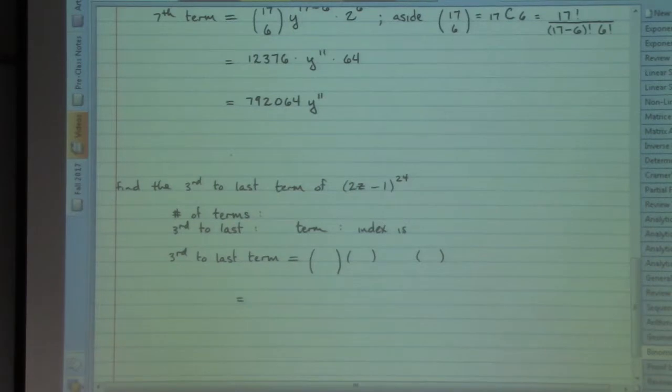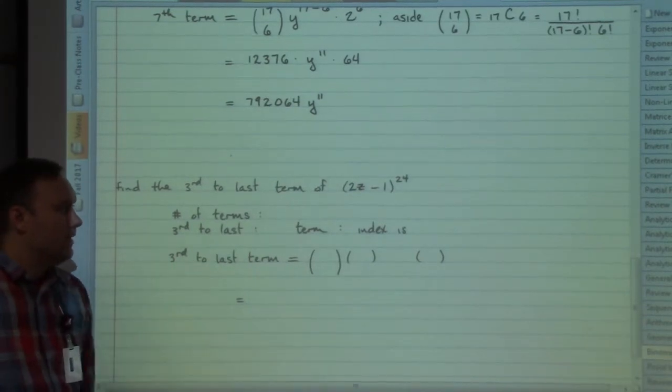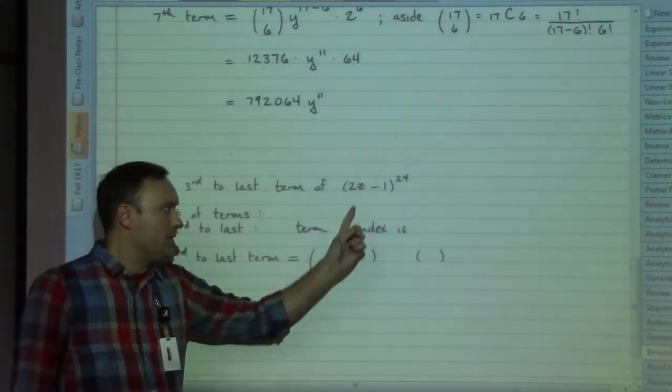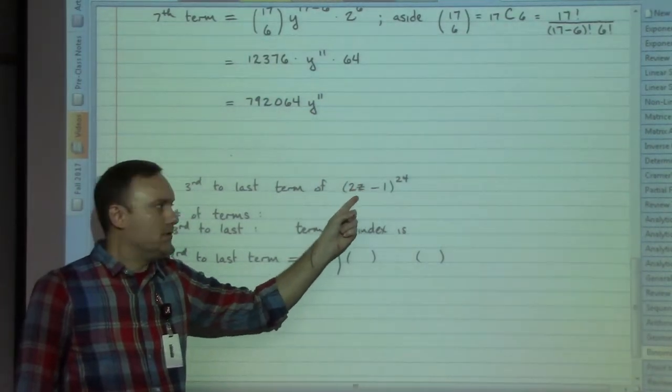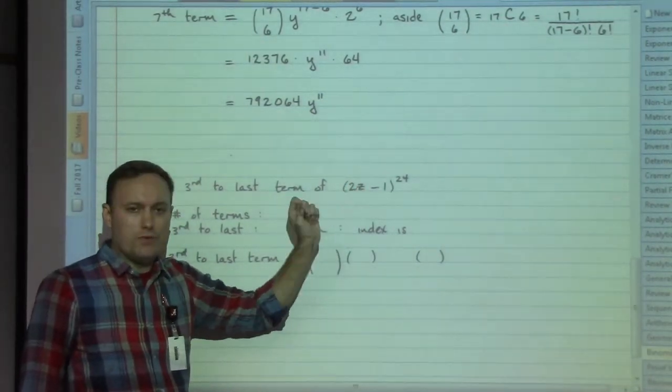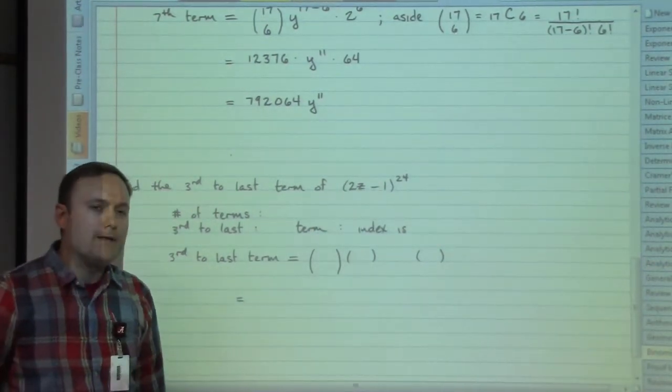For this final example, we want to find the third to last term. This has also got a little extra quirk to it, because now this binomial is not just a plain old variable. This binomial has a 2z, as well as the minus coming back into play again.